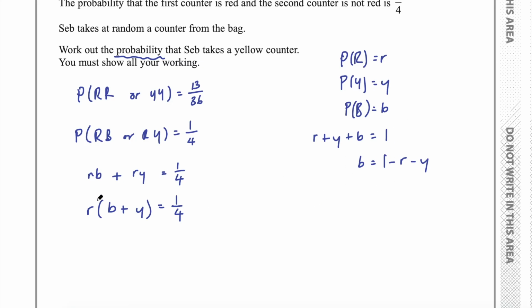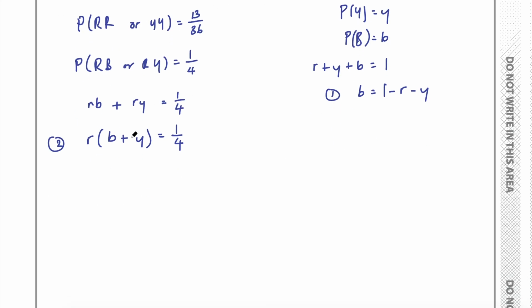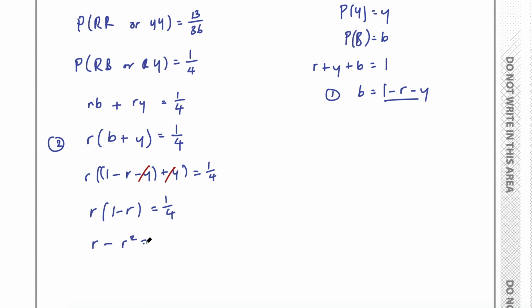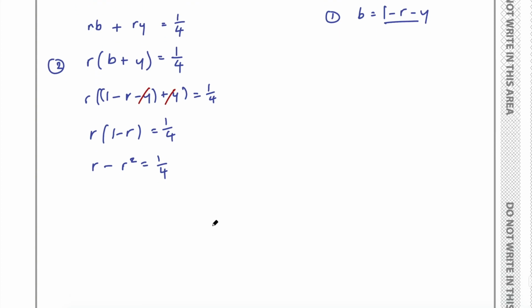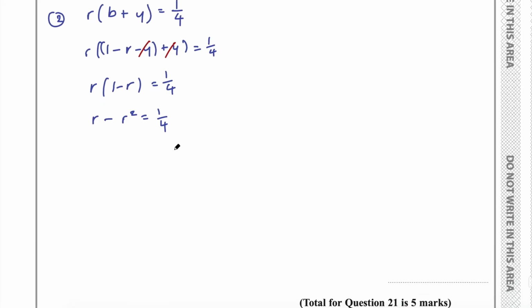So if I take that equation, substitute it into this equation I have over here. So let's call this equation 1 and equation 2. So if I substitute 1 into 2, where the B is here, I'm going to put all of this. So this is going to be R bracket 1 take R take Y plus Y equals a quarter. Now what happens here is that negative Y plus Y, they will cancel out. So I'll just be left with 1 take R in the brackets. Okay, so this is going to be R multiplied by 1 take R equals a quarter. Then expand those brackets out. R take R squared equals a quarter. And now I have an equation I can actually solve for R. And once I have R, I should be able to solve for Y.